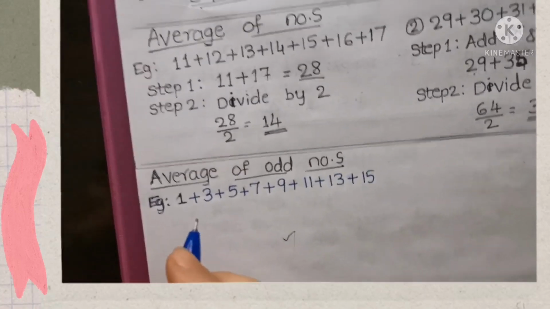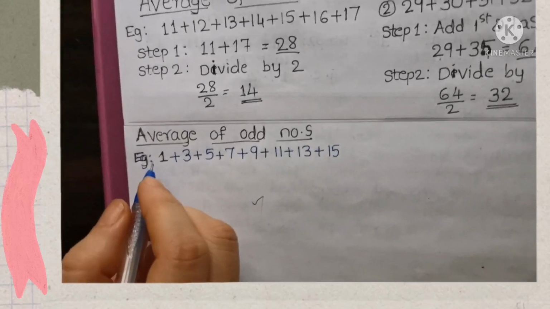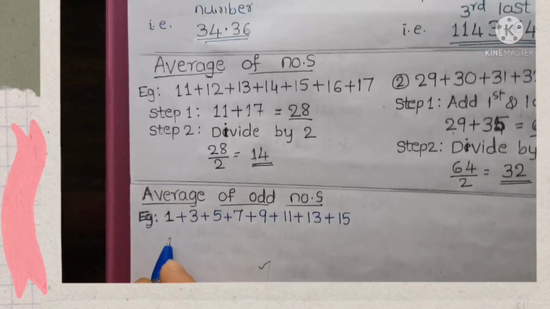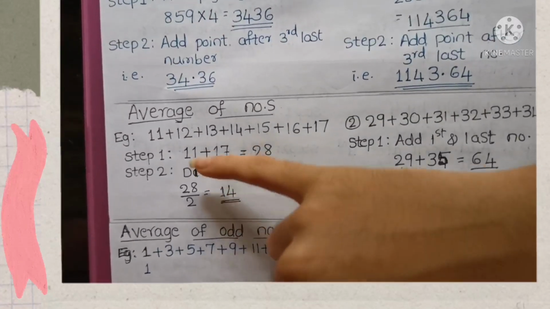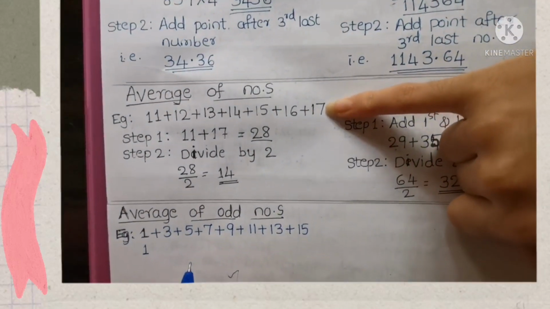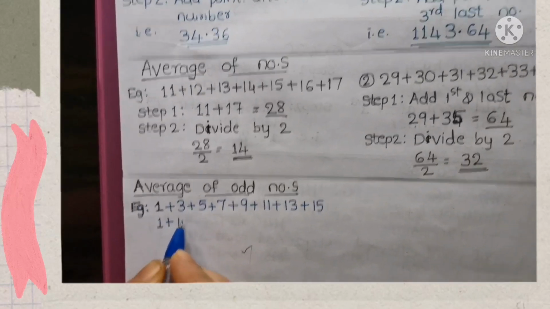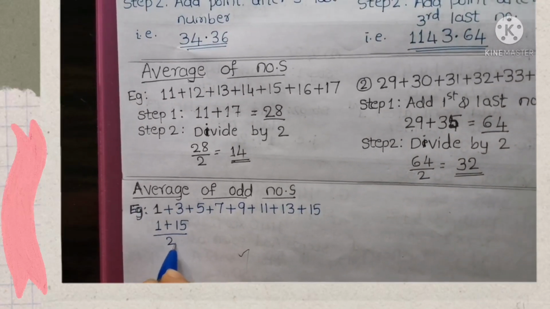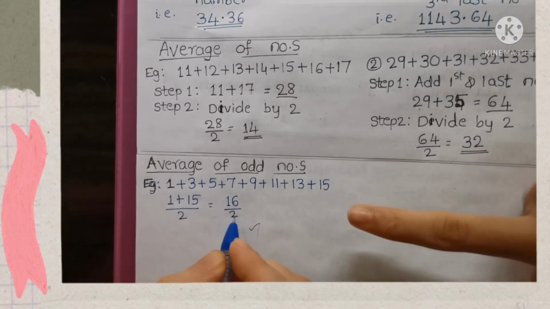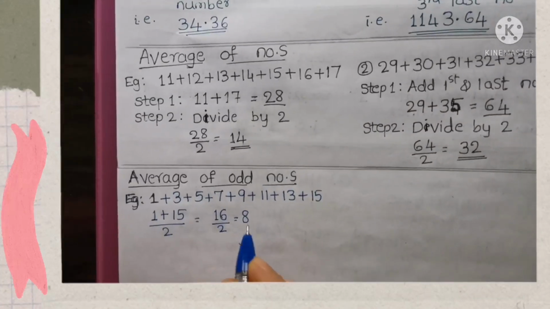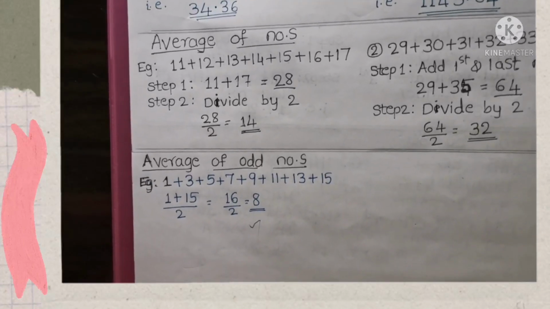So let's see our first step. Our first step is that, as we saw in our average of numbers, we have to add the first number and the last number and then divide it by 2. So we will do the same in average of odd numbers. First we will add the first number and the last number and then divide it by 2.